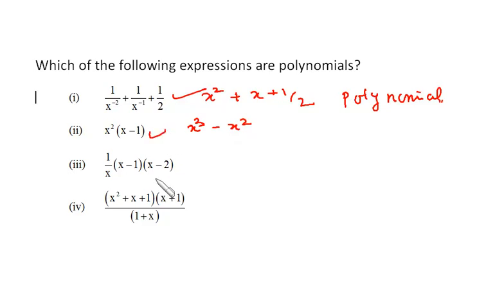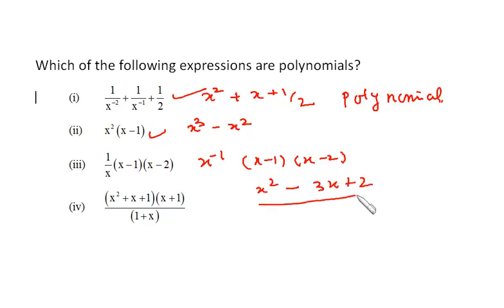Now in this case, this is x raised to minus 1 into x minus 1 into x minus 2. Suppose we expand it, what will we get? x square minus 3x plus 2 by x. So we will always have an x in the denominator. That means this x is carrying negative power, so it is not a polynomial.